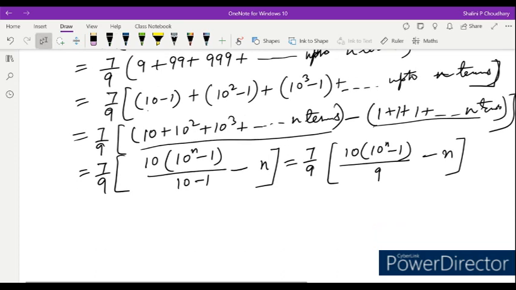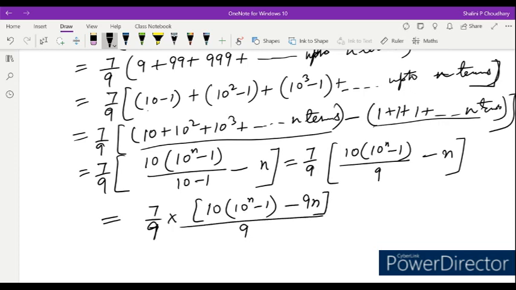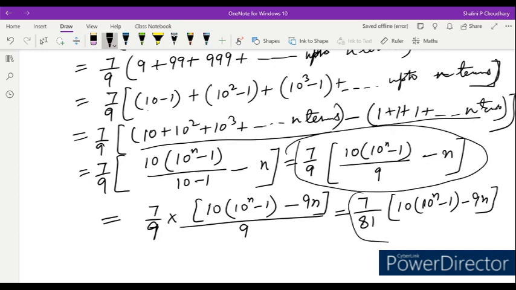Okay, so we can take this. We can't write like this. So basically to make it shorter, 7 upon 9 multiplied by 10 into 10 to the power n minus 1 minus 9n, we can write like this over 9. So basically we can write 7 upon 81 into 10 into 10 to the power n minus 1 minus 9n. We can leave it here, and we can simplify till this one. Okay, so these are the sums.